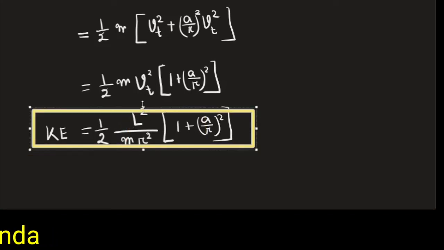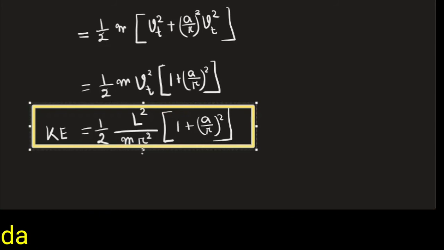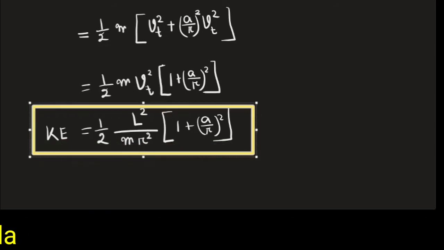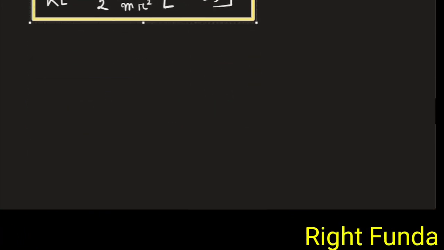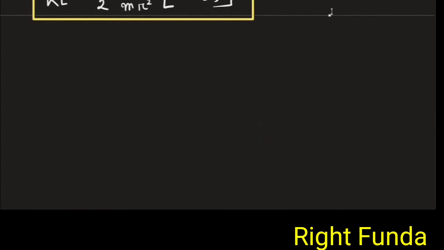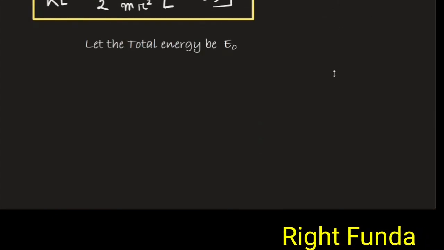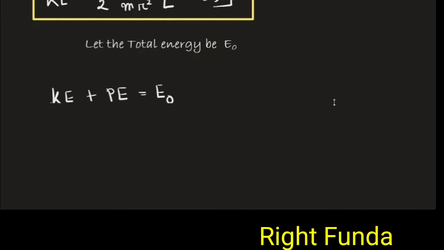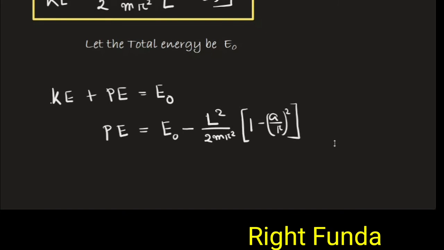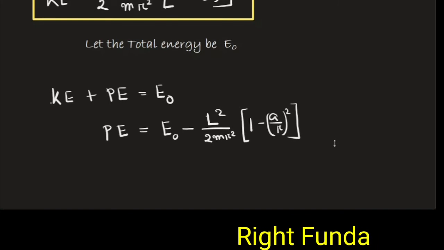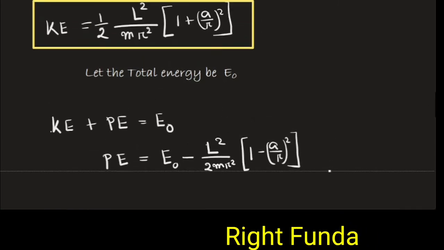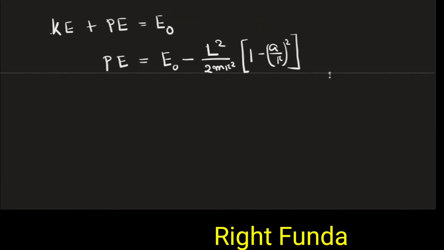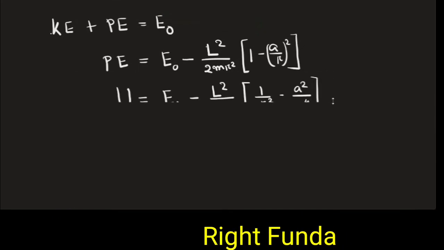And this is moving in a central force field, that is a conservative force field here. So the total energy must be a constant quantity. We don't know what the total energy is, so let's assume that the total energy of the system is E naught. So kinetic energy plus potential energy must be equal to E naught. From this I can calculate the potential energy, equal to the total energy minus the kinetic energy that I obtained here. So from this I obtain an expression for the potential energy.